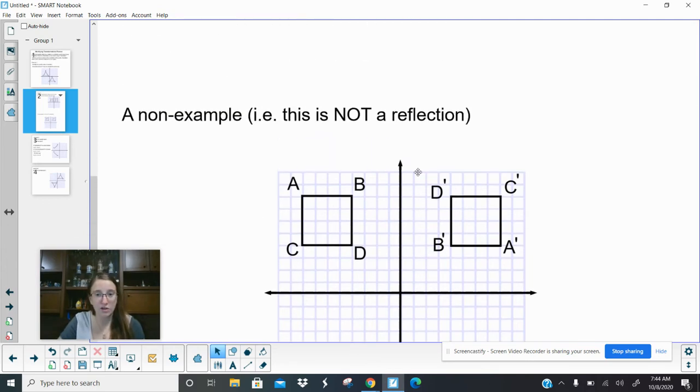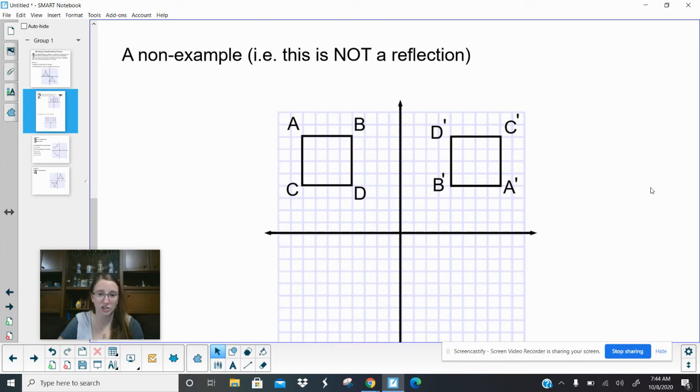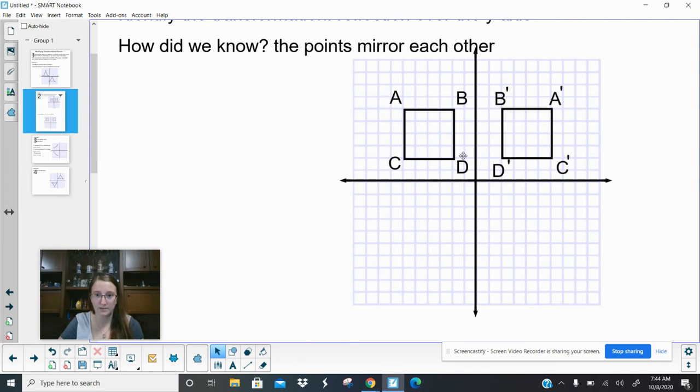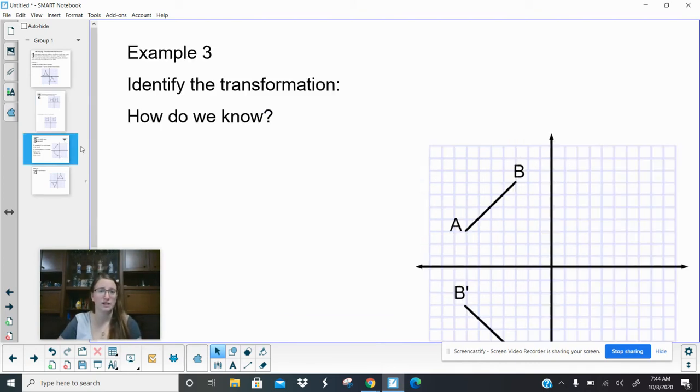Even though it can't be a translation, this is not a reflection either. The points do not mirror each other. Once again, B to B, D to D, B to no, that's not a reflection. So that's how we can tell.